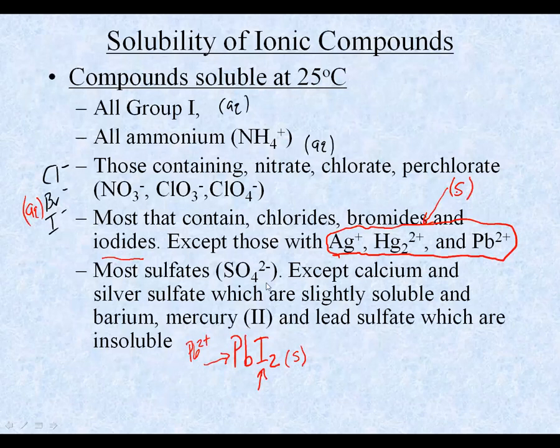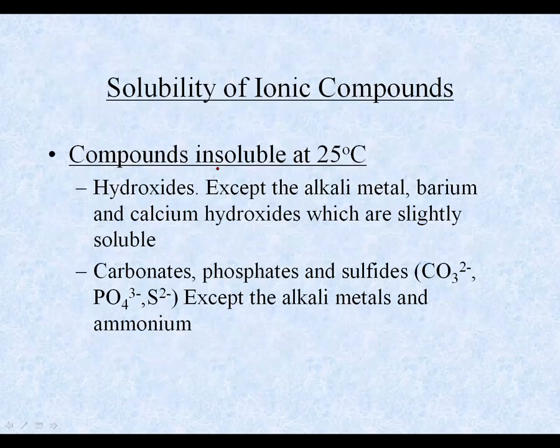So let's take a look at some of the rules for things that are typically insoluble. Typically, things that are insoluble are going to be our hydroxides. Hydroxides are typically insoluble, which would mean that they would get the solid symbol, but there are some exceptions, and the exceptions are the alkali metals, barium, and calcium. Alkali metals is basically group 1. And if you remember from the previous slide, everybody in group 1 is soluble in everything. There's no exception. So that includes hydroxide.